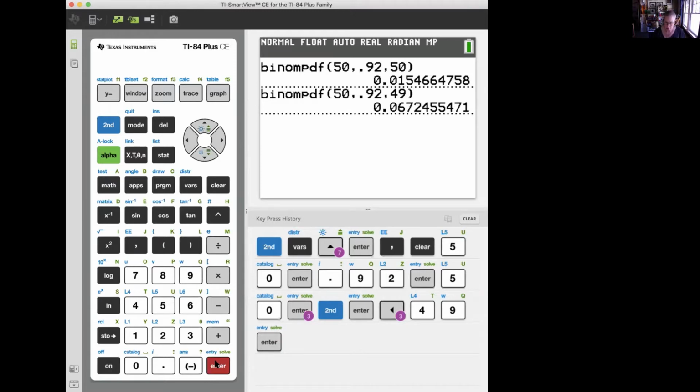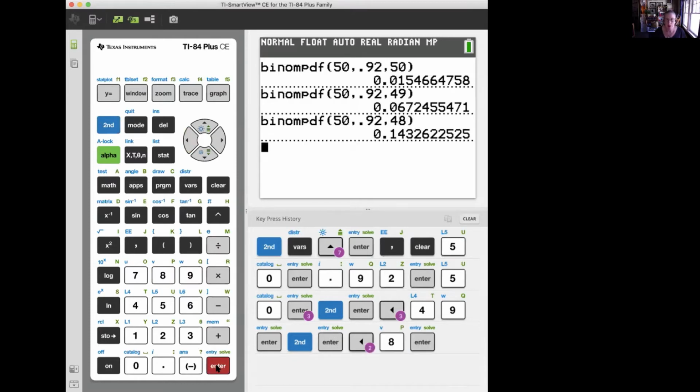So 49 out of 50 germinating is a 0.067 or a 6.7% chance. Okay, and then we're going second enter again, change that 49 to a 48, and 0.143. You see how much easier that is, to use that second enter than having to go and re-enter everything every single time? That's going to save you a ton of time. Go back to the worksheet then.